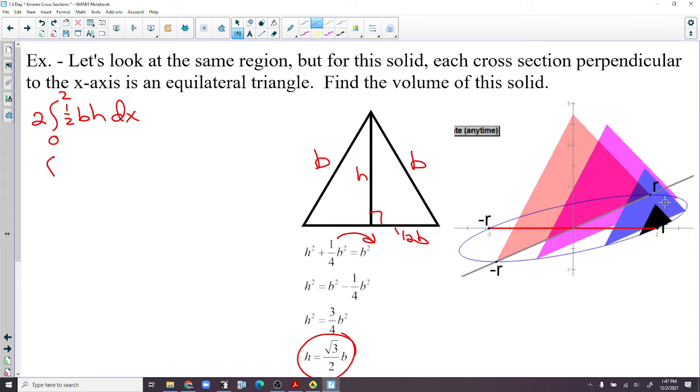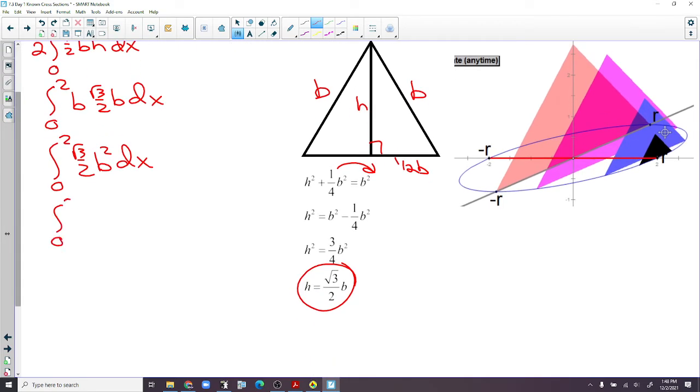So now I can go 0 to 2. I can pull that out because I cut it in half. So half of 2 is 1. But then we have base times square root of 3 over 2 times the base, dx. But that's 0 to 2 of square root of 3 over 2 times the base squared dx. That's the integral from 0 to 2 of square root of 3 over 2 times something squared.